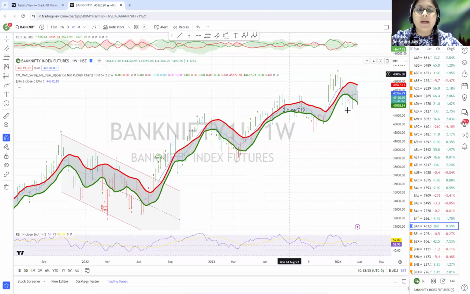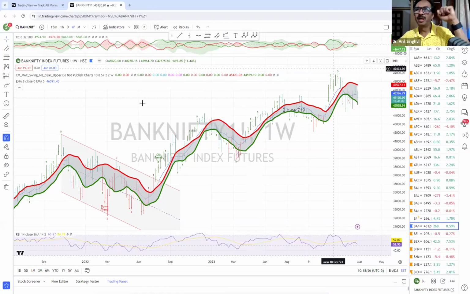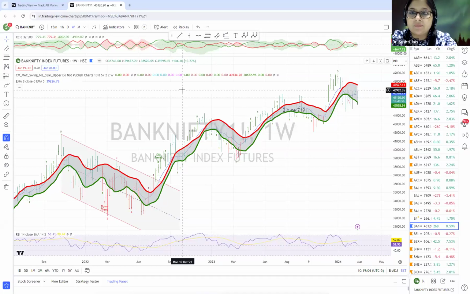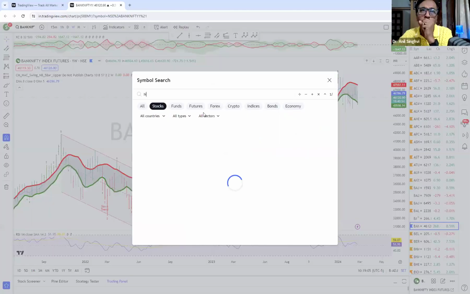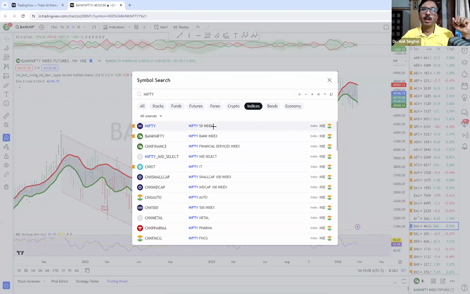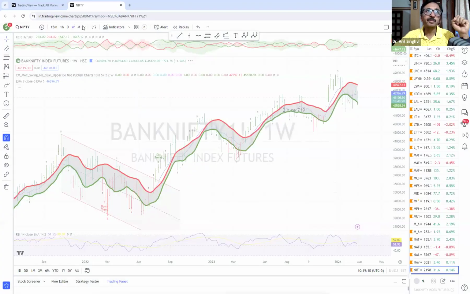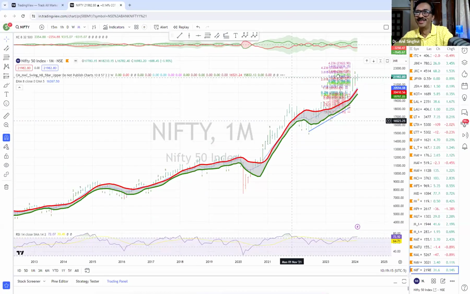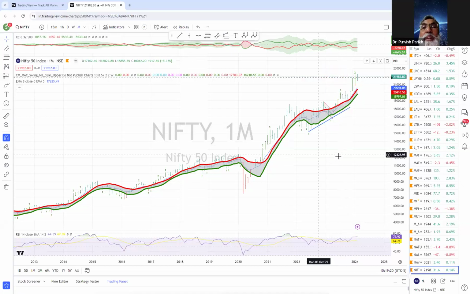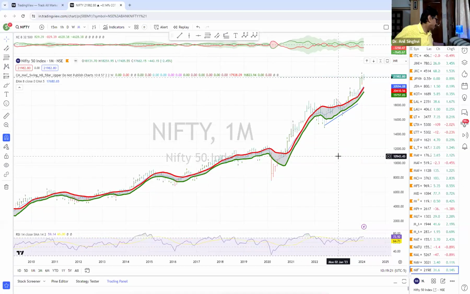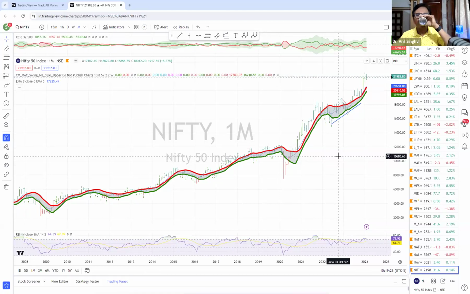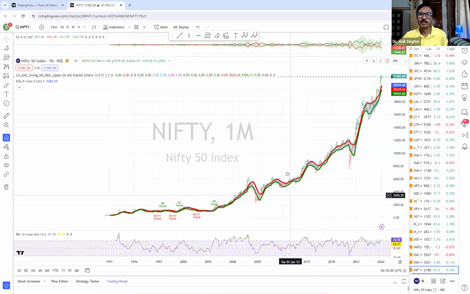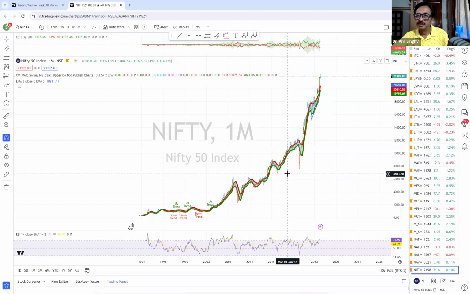And what about the monthly time frame, sir? Let's look at monthly Nifty, it's more interesting. There are too many measurements here. So this is beautiful. Instead of monthly, if you do weekly it will look better.